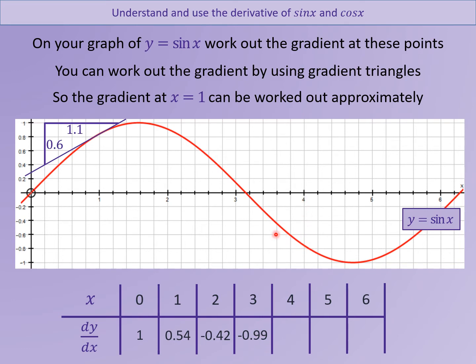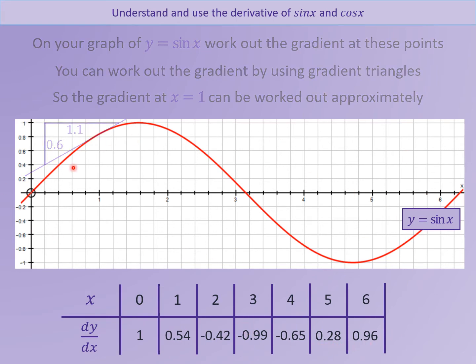At 4, it's shallowing off again, so it's about minus 0.65 because it's still going down. When you get to 5, it's gone past the minimum point, so now it's going back up again, but with quite a shallow gradient, about 0.28. And then finally at 6, about 0.96. Now we've got these rough values that we figured out, we can plot those onto our graph.